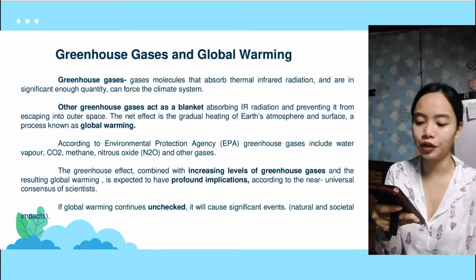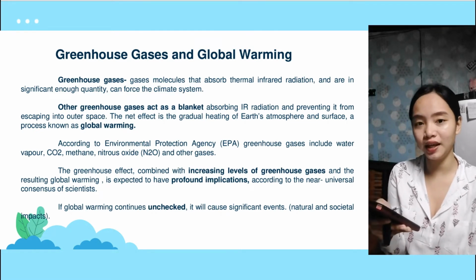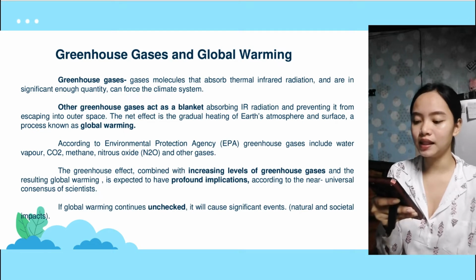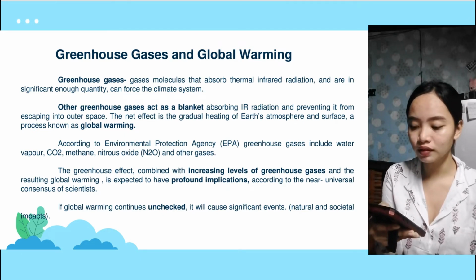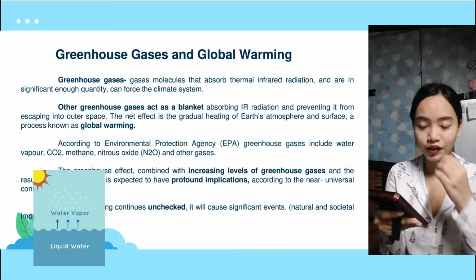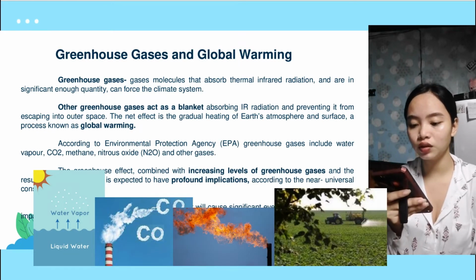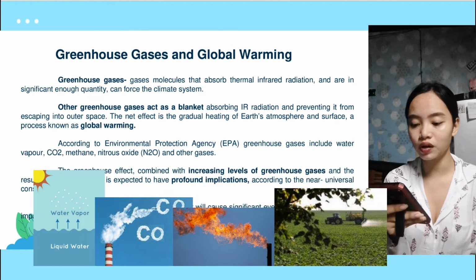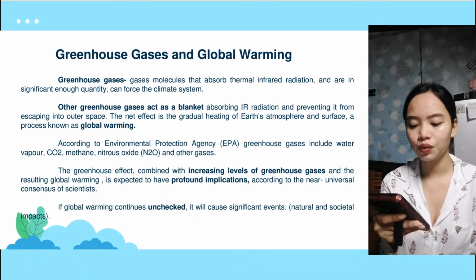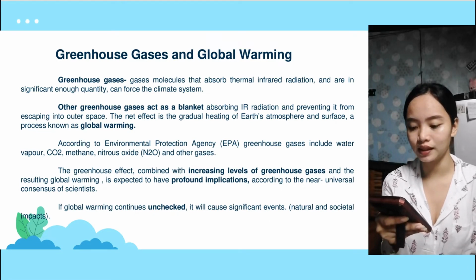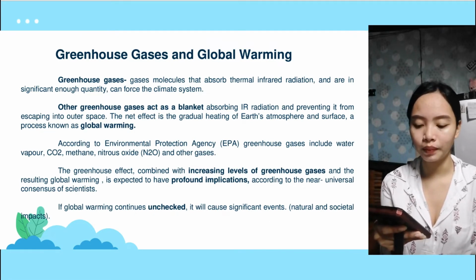According to the Environmental Protection Agency or EPA, greenhouse gases include water vapor, carbon dioxide, methane, and nitrous oxide, N2O, and other gases. So, this is the greenhouse effect combined with the increasing levels of greenhouse gases and the resulting global warming.